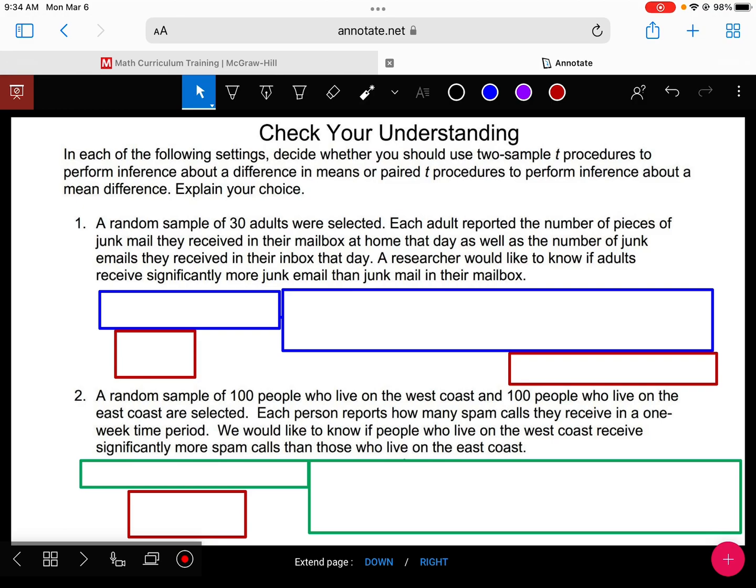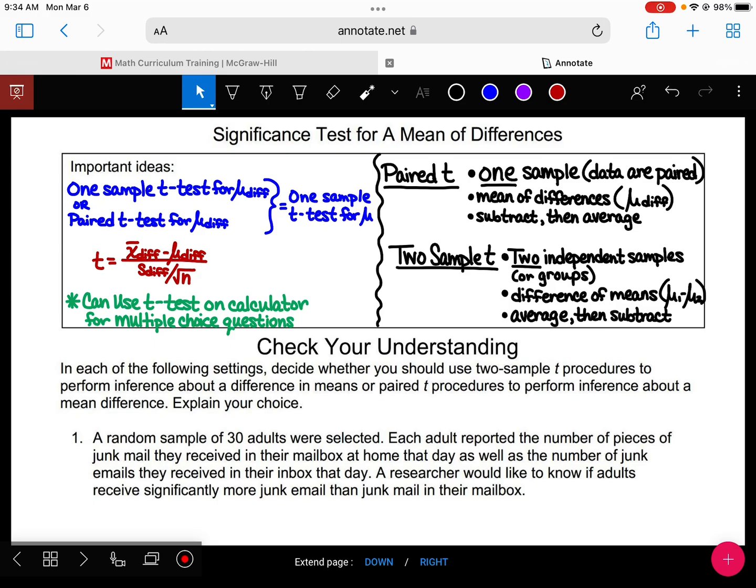Let's kind of go through this here. Number one, how many samples do you have? One sample. Whenever you have one sample, would it be paired or two sample T? Has to be paired in this case.